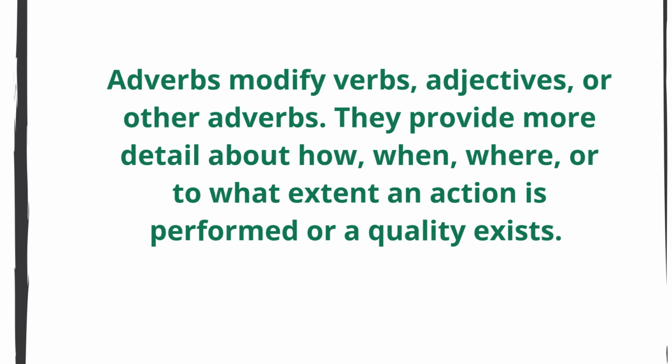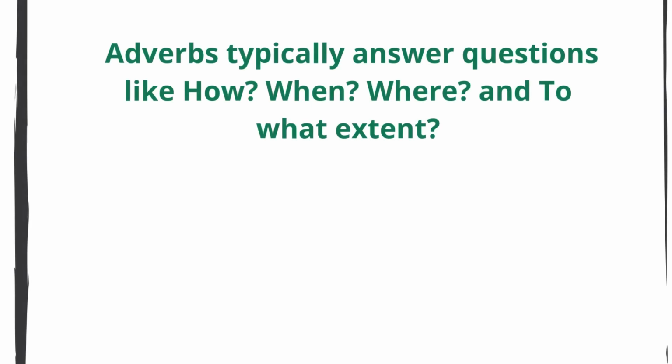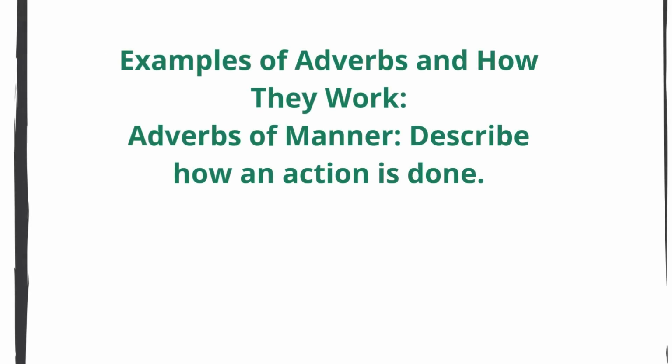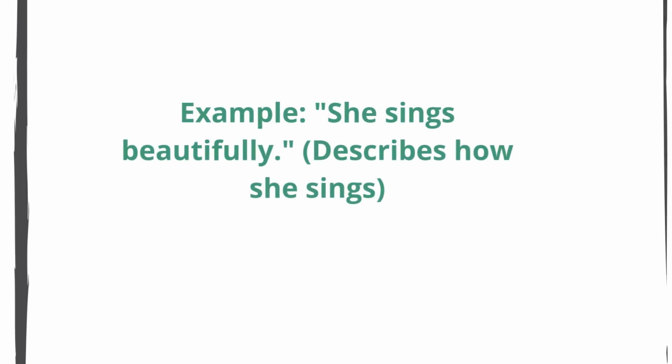They provide more detail about how, when, where, or to what extent an action is performed or a quality exists. Adverbs typically answer questions like how, when, where, and to what extent. Examples of adverbs and how they work. Adverbs of manner describe how an action is done. Example: she sings beautifully. Describes how she sings.